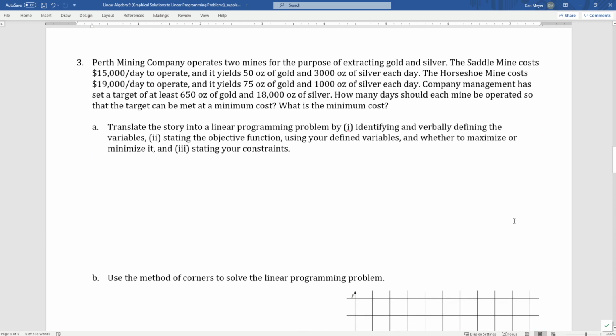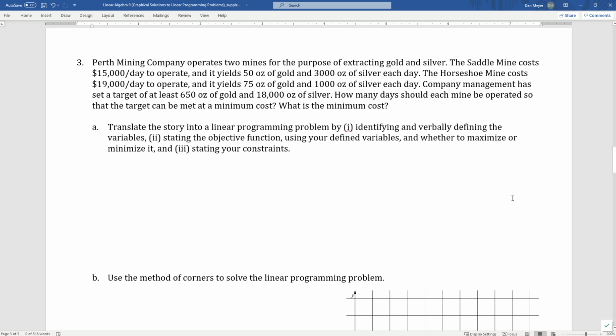Number 3. Perth Mining Company operates 2 mines for the purpose of extracting gold and silver. The Saddle Mine costs $15,000 per day to operate, and it yields 50 ounces of gold and 3,000 ounces of silver each day. The Horseshoe Mine costs $19,000 per day to operate and yields 75 ounces of gold and 1,000 ounces of silver each day. Company management has set a target of at least 650 ounces of gold and 18,000 ounces of silver. How many days should each mine be operated so that the target can be met at minimum cost? What is the minimum cost?